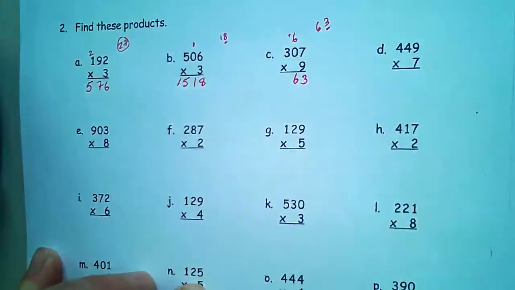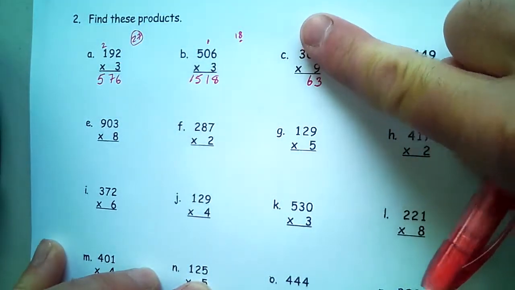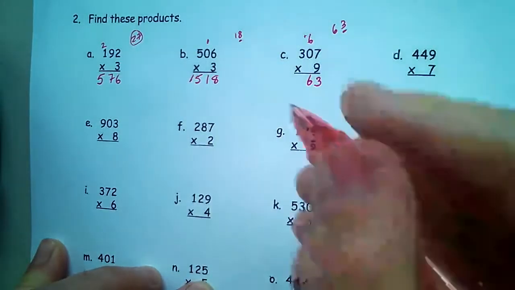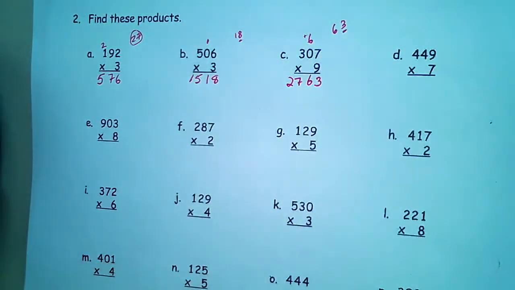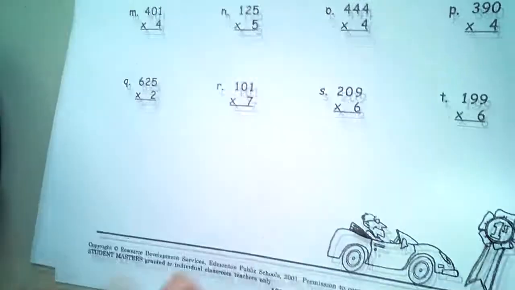Okay, and then our last question, of course, is what is 3 times 9? And we know that it's 27. And there's nothing to carry or borrow, and it's 27. Okay, and all I have to do is just work down to the letter T.